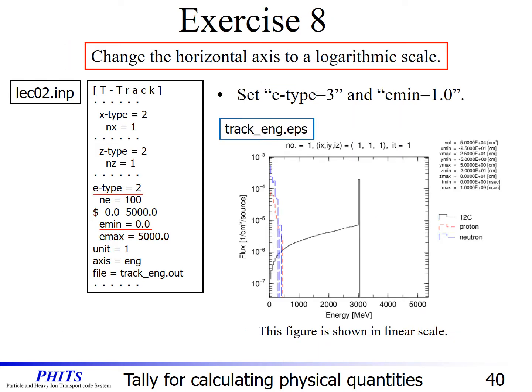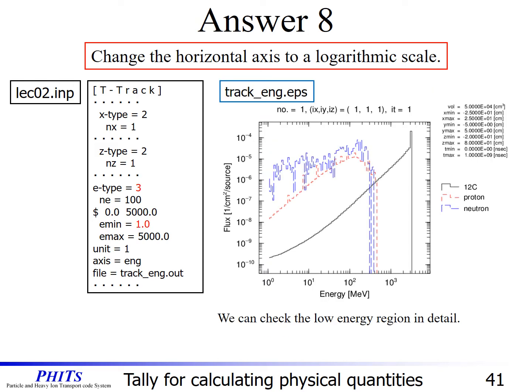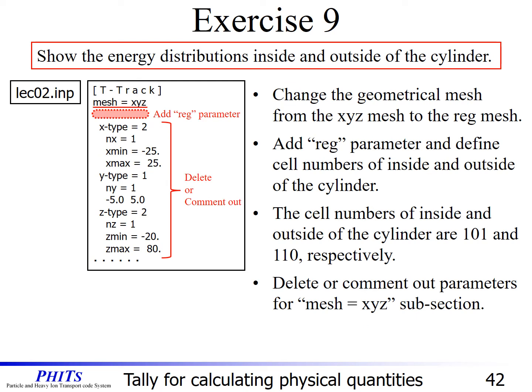Next, let's change the horizontal axis to a logarithmic scale. Please set E-type equals 3 and Emin equals 1.0. You may obtain this result. By plotting in a logarithmic scale, you can check the low energy region in detail. Let's go on to exercise 9.